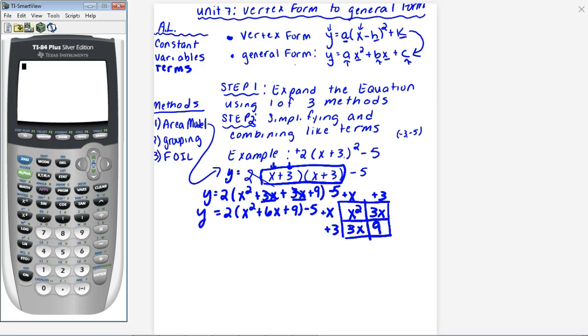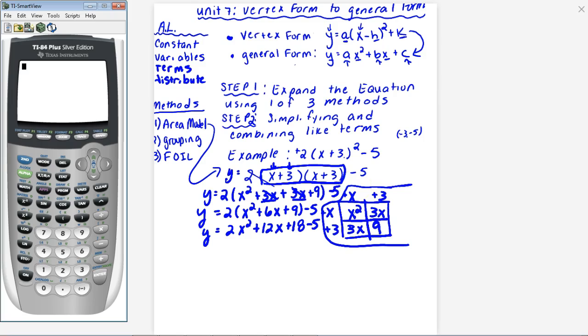Now I need to distribute that 2 through everything in the middle of those. Ooh, I'm going to throw distribute up here. The academic language, I like that word. I like to say distribute. We distribute that 2 throughout all of the parentheses. So y equals 2 times x squared is 2x squared. 2 times positive 6 is positive 12x. Don't forget that x. I didn't say it. Positive 2 times positive 9 is positive 18. And then minus 5 is on the outside of the parentheses, so it stays. And make sure you guys are putting these on the side over here.